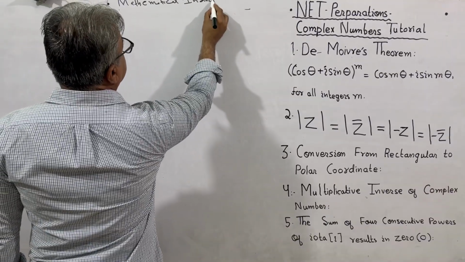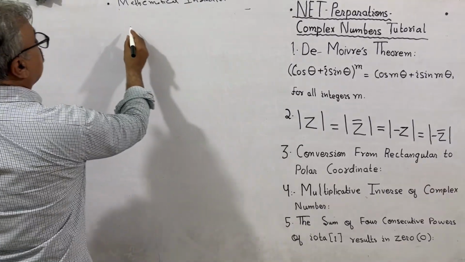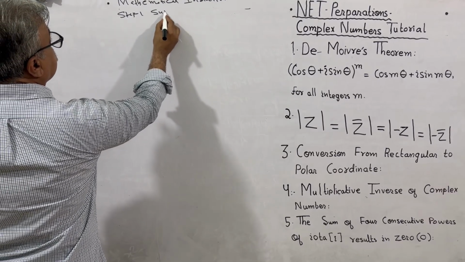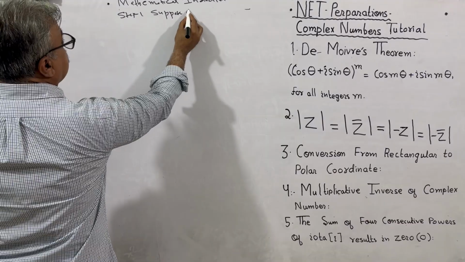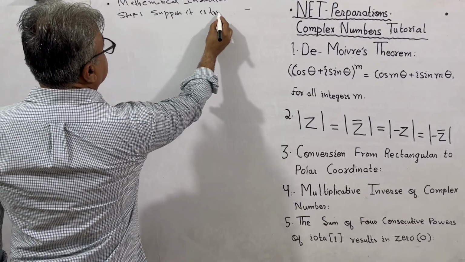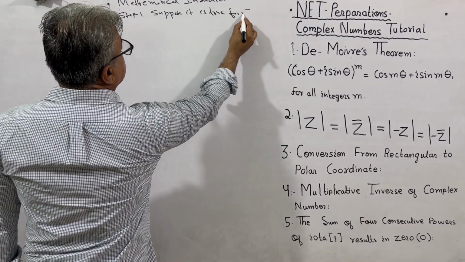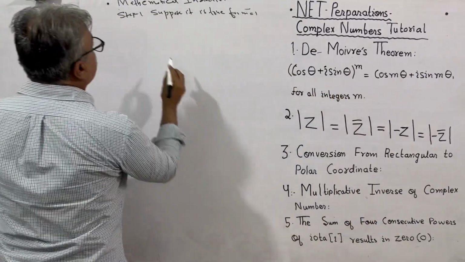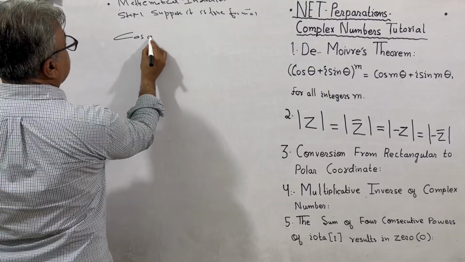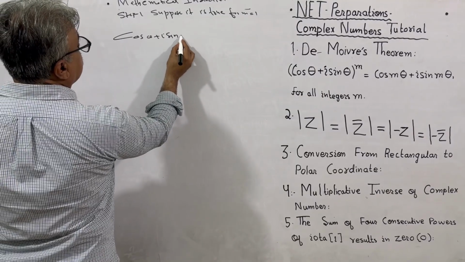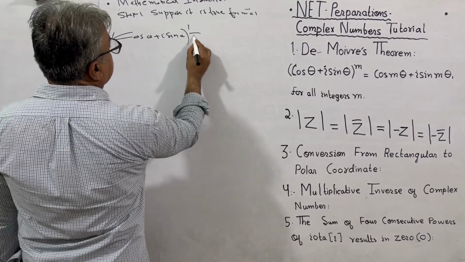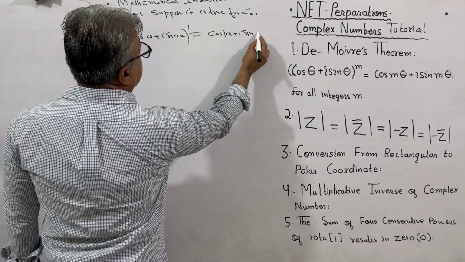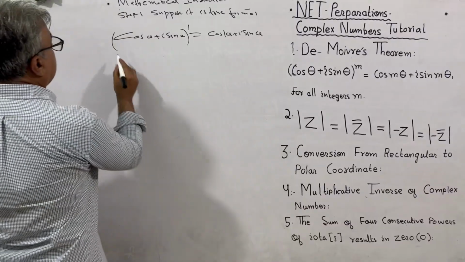Mathematical induction has three steps. Step 1: suppose it is true for m is equal to 1. Put m here and here. We are going to get both sides equal. Cos theta plus iota sin theta raised to 1 is equal to cos 1 theta plus iota sin 1 theta. They are equal. Cool. Step 1 is done.